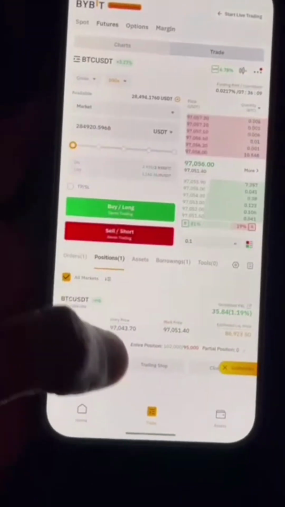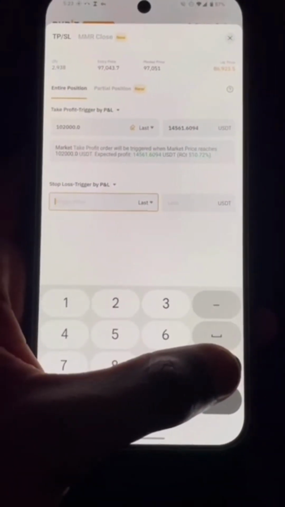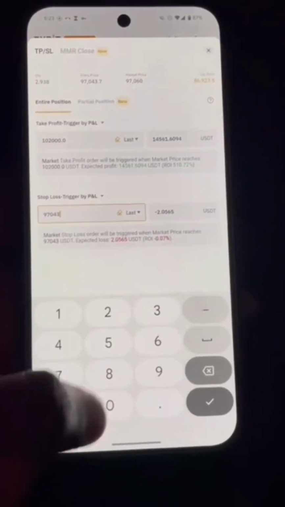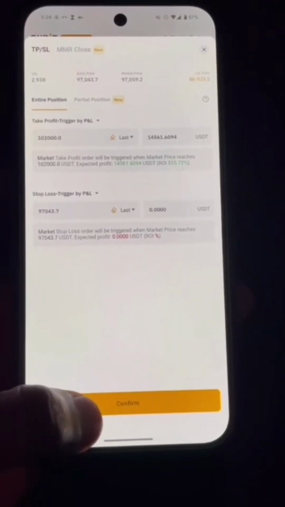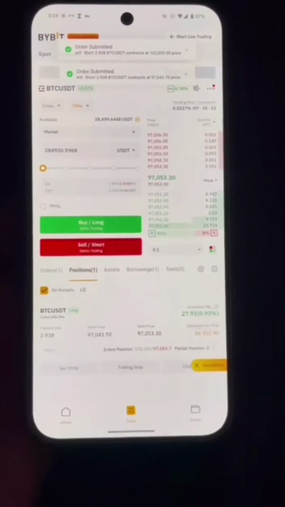Sorry, let me check. Are we still in profit? Yes, we are still in profit. So once I set that as my SL, 043.7, which is my entry price, I'll just tap on confirm. You can see, and I'll just close. So once it goes back to that, it will take me out of the market.